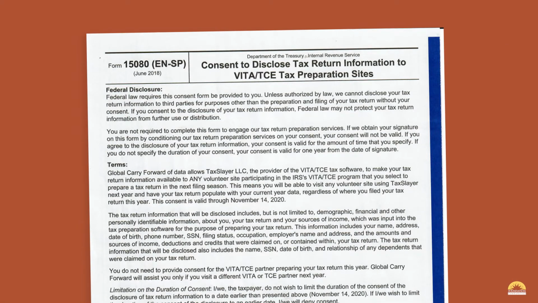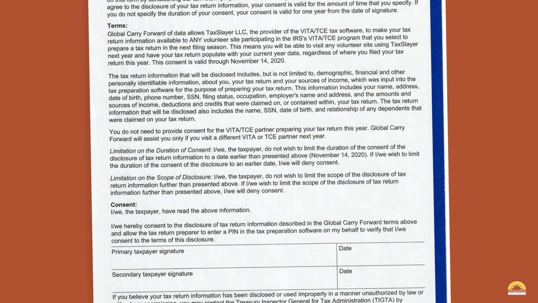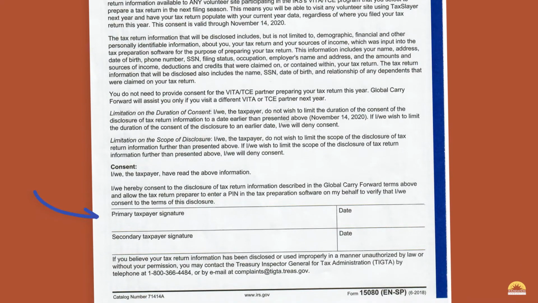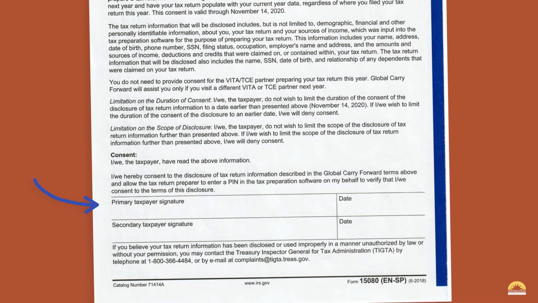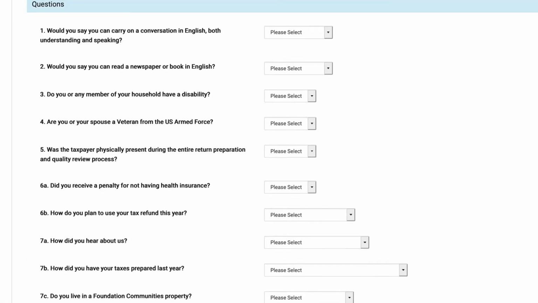If the taxpayer were to specifically ask about the consent and decide to grant it, the taxpayer would physically sign the consent form on the very back of the intake sheet, and the preparer would enter a PIN in the software. In all other cases, we automatically select Deny in the software and move on to the demographic questions.